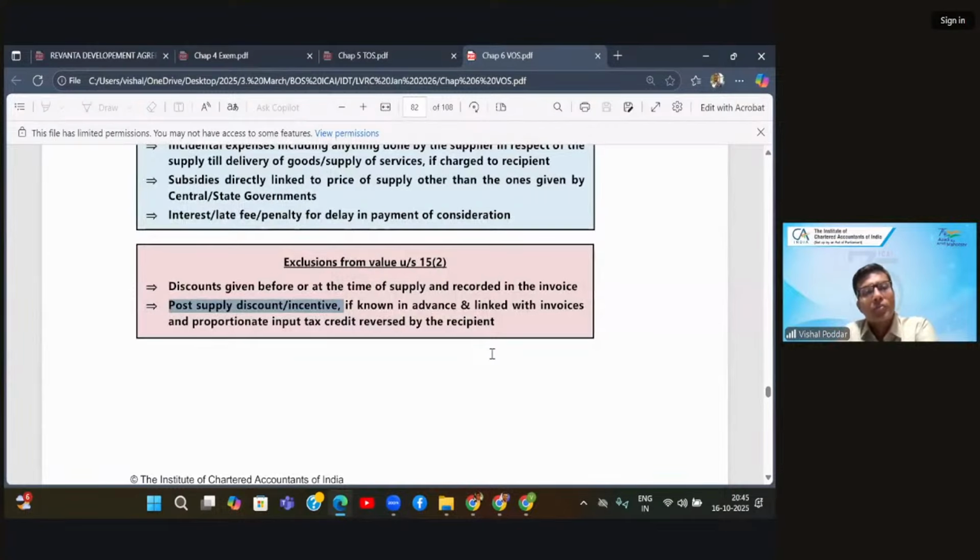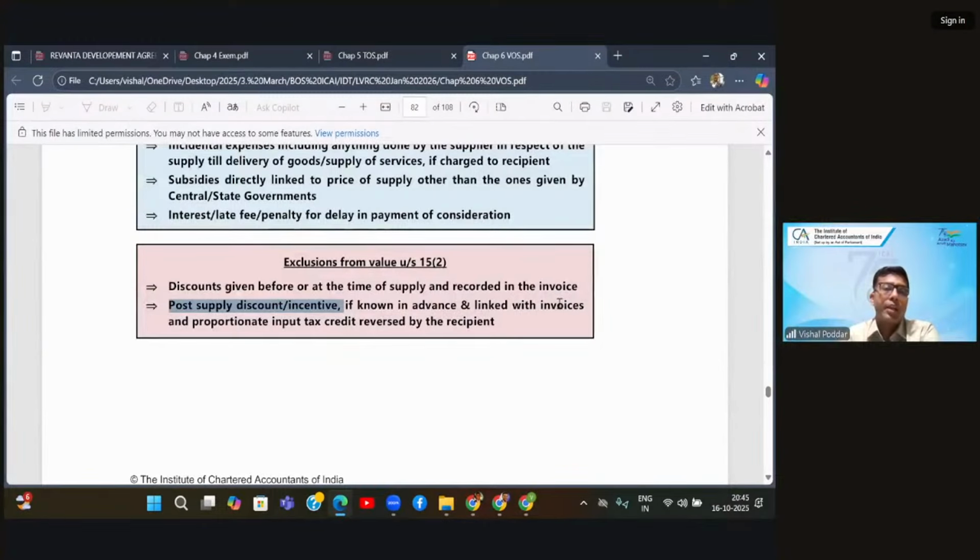Now, the law says we will reduce this also. How will this be reduced? Obviously, the supplier will give a credit note, and through the credit note, the discount will be adjusted. But for this, there has to be a pre-agreement between the supplier and buyer. That is, the discount to be given is pre-agreed by way of an agreement.